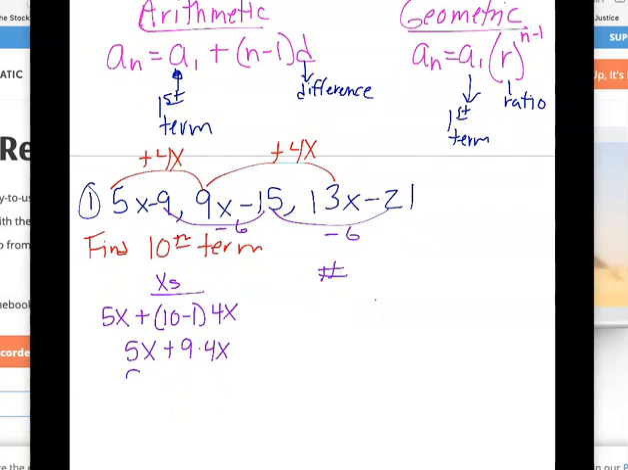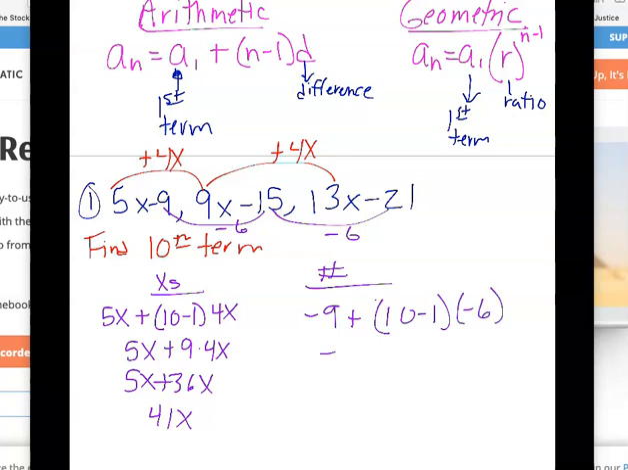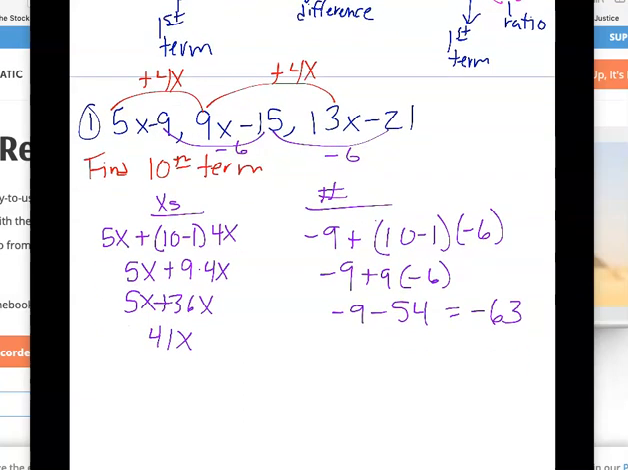So let's see, that's 5x plus 36x, so we have 41 x's there. Where our number, we start at negative 9 plus 10 minus 1 times negative 6. So we have negative 9 plus 9 times negative 6, negative 9 minus 54. So we have negative 63. So our term would be 41x minus 63.